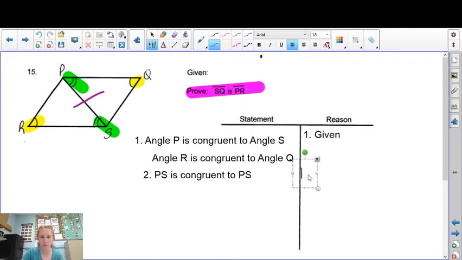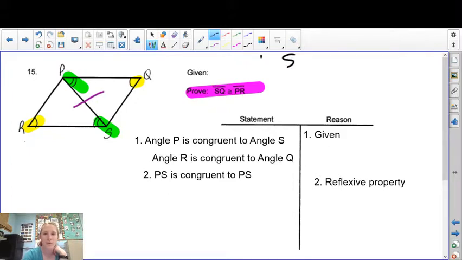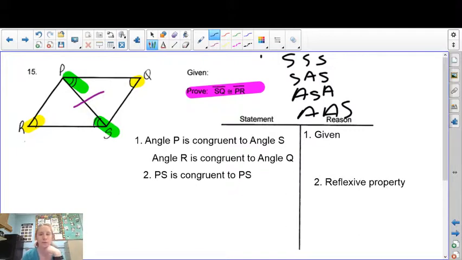And his reasoning: reflexive. And so I asked myself, have I proven anything yet? Have I used my side-side-side, side-angle-side, angle-side-angle, or my angle-angle-side? Have I used any of those guys yet? Do I see any of that given?